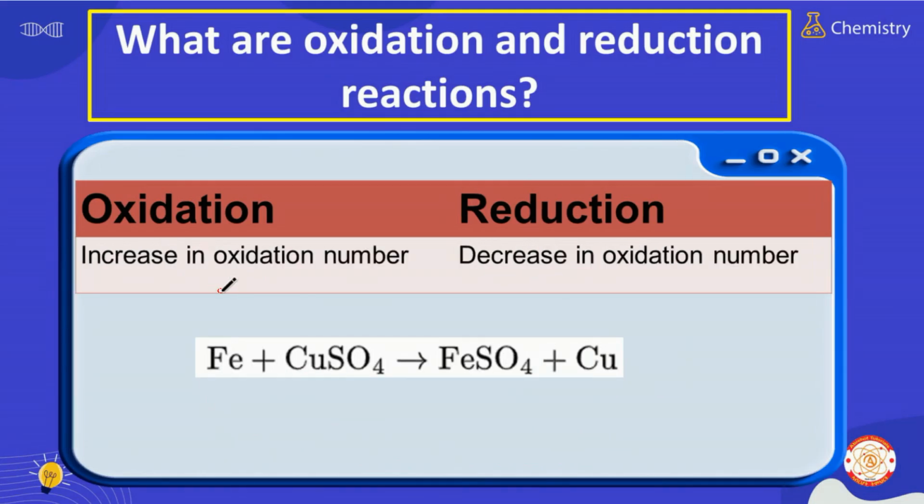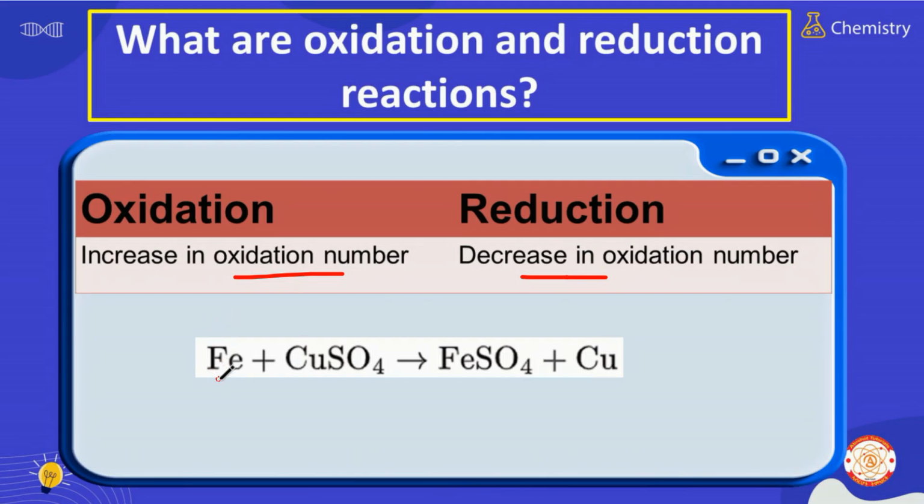So the fourth definition is we can differentiate these two reactions based on the oxidation number. So oxidation is defined as the increase in oxidation number, whereas reduction is decrease in what? In oxidation number. Let us assign the oxidation states of each atom.